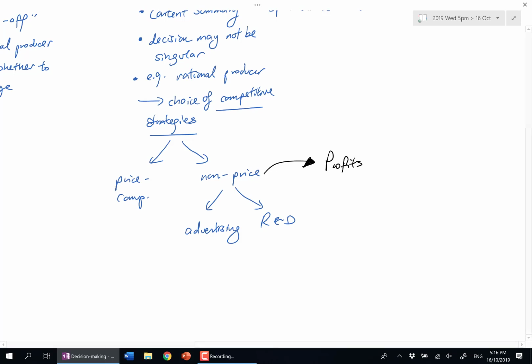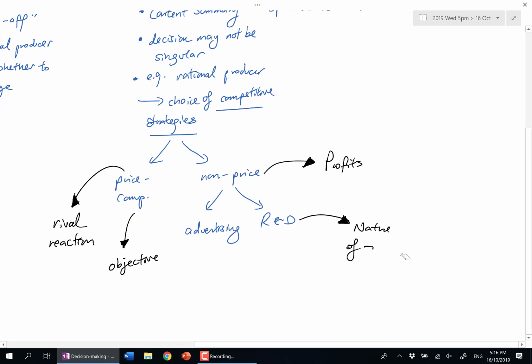I need profits. Would I really do a price cut? It depends on rival reaction. If the rivals match your price cuts, you're not likely to do what they are doing, right? I mean, you're not likely to initiate a price cut. Depends on the firm's objectives also. If I'm trying to maximize profits, I'll probably not cut my price. Okay. Unless I'm trying to maximize market share, then it's possible. Then one more is nature of the firm output.